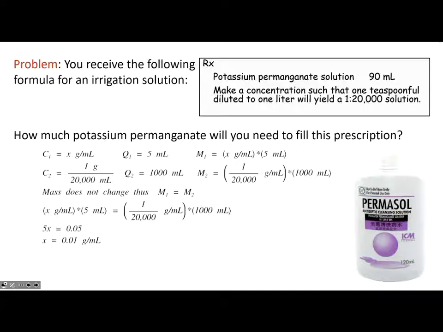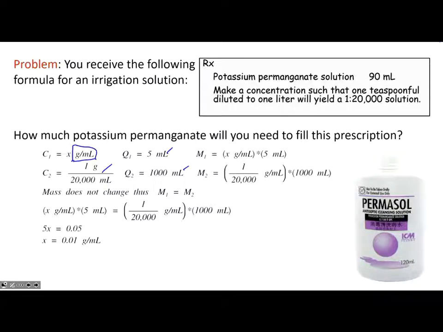So my concentration from the question is 1 to 20,000. And what are the units? Weight per volume, right? So it's grams per milliliter. So it's 1 to 20,000 grams per milliliter. That's the concentration in the end. Do I know what my final quantity will be when I make it? 1,000 milliliters. So I know my Q2 and I know my C2. Now we want to do our unit check here. So that unit matches that unit, and I'm going to assign my X equal to the concentration in grams per mil, because I need to make them match.